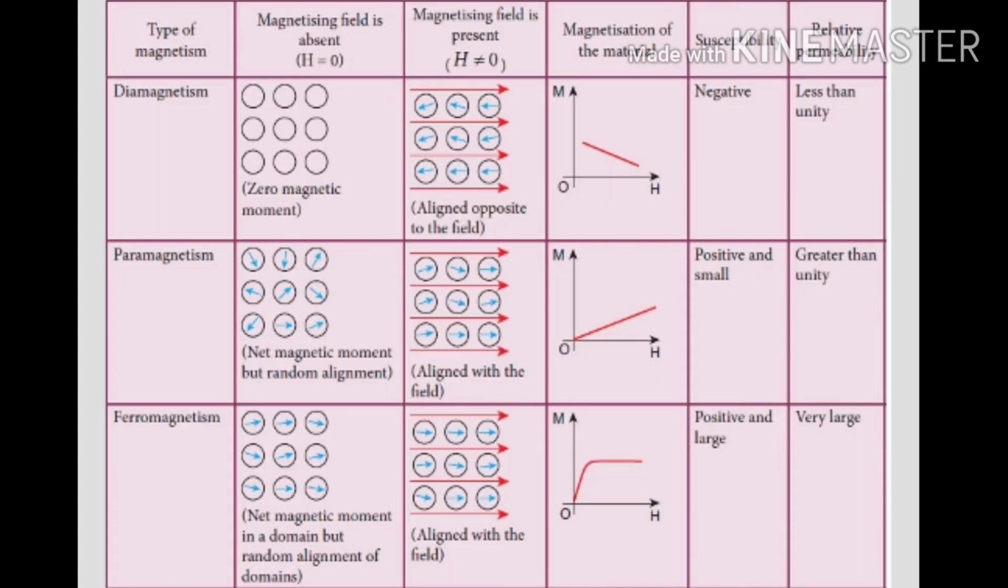This is the table which shows the differences between diamagnetism, paramagnetism and ferromagnetism in the presence of an external magnetic field, in the absence of an external magnetic field, and what the susceptibility and relative permeability will be.